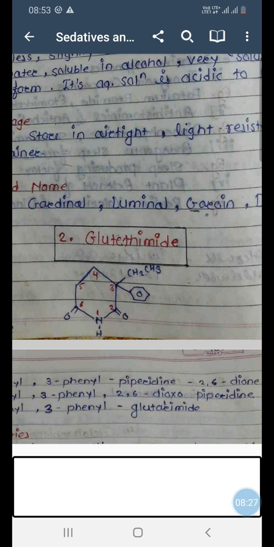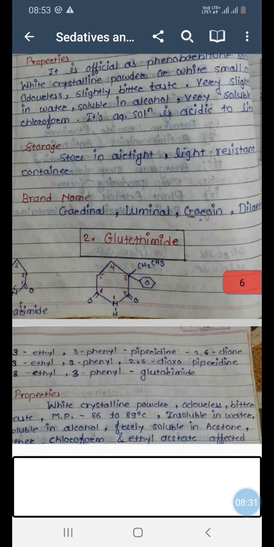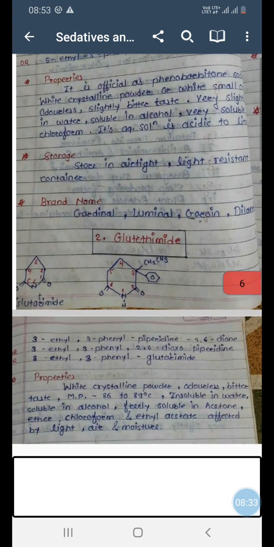Then one more thing is there. Except the substituents which are present at position 3, the rest of the whole molecule is known as glutarimide. Except the substituents at position 3, the rest of the whole molecule is known as glutarimide. So the name of the molecule can be 3-ethyl-3-phenyl glutarimide. So these are the possible chemical names of glutethimide.